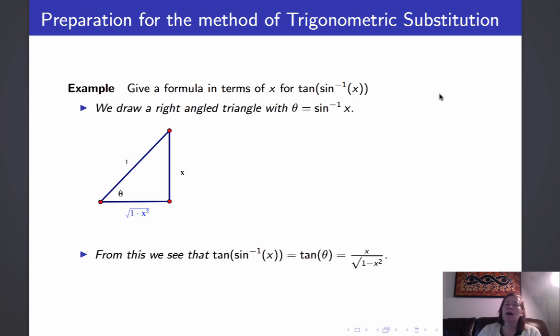Now, from this triangle, we see that tangent of theta, which is sine inverse of x, is equal to the opposite over the adjacent. It's equal to the length of the opposite side, which is x, over the length of the adjacent side, which is the square root of 1 minus x squared. So this gives us an expression for tangent of sine inverse of x in terms of x.